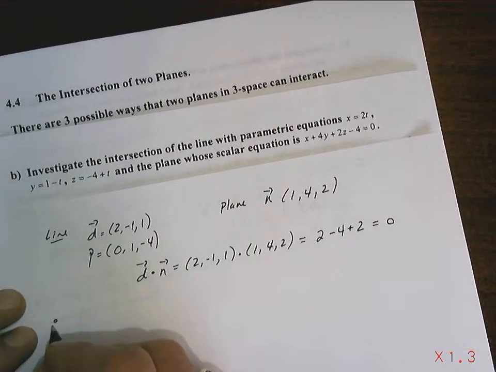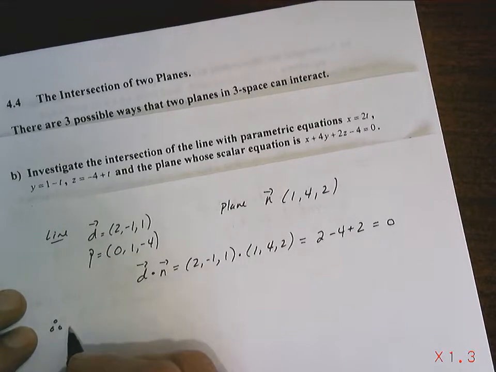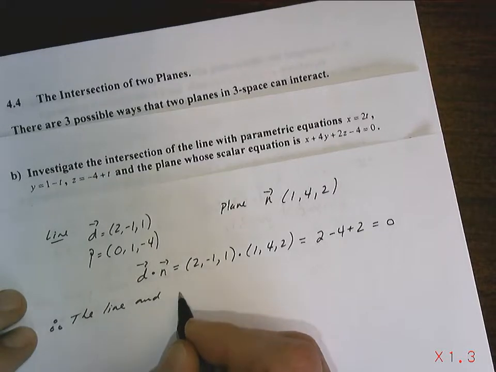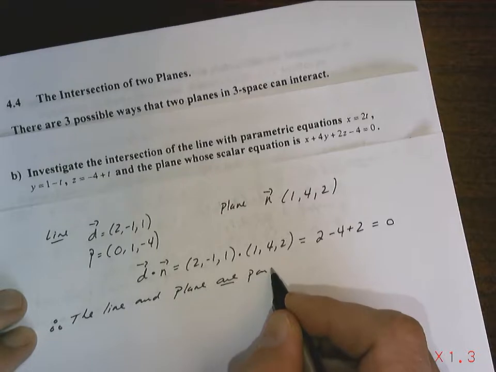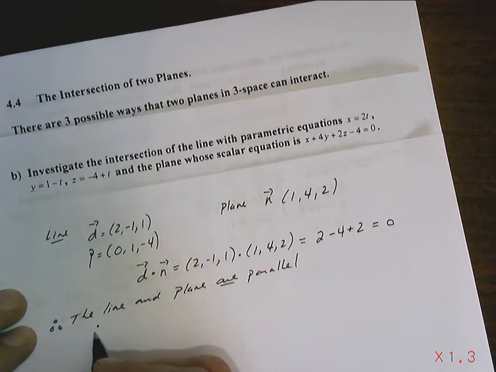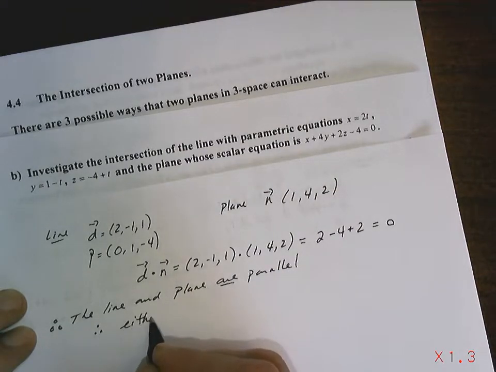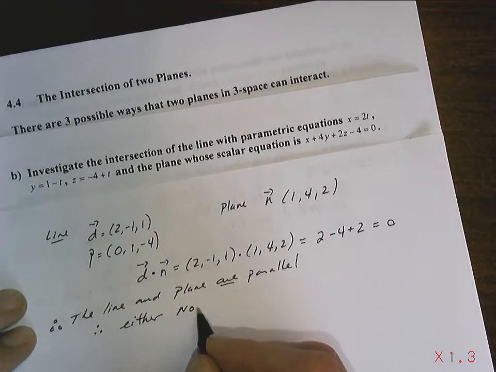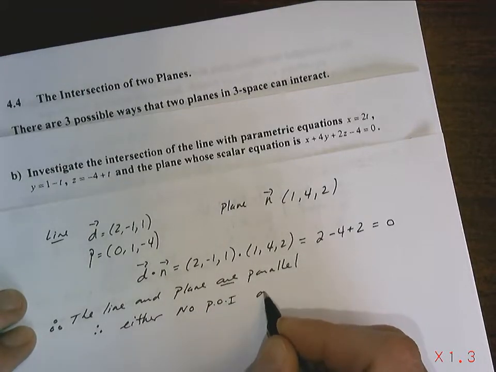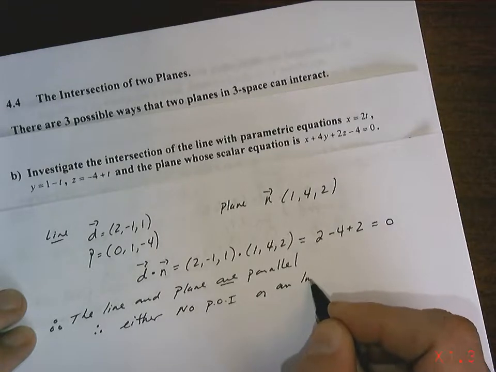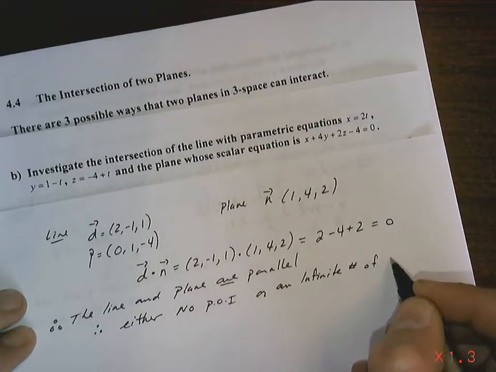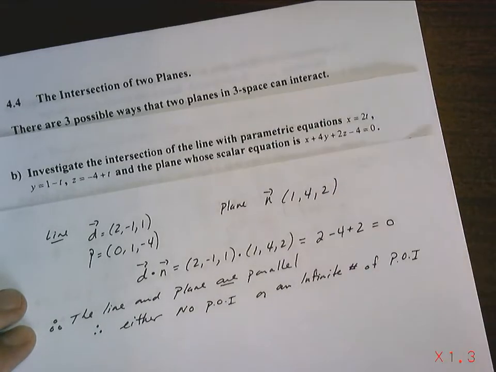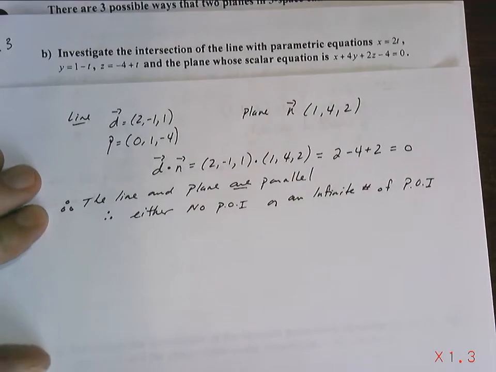So therefore, and we should probably write that, the line and plane are parallel. Therefore, either no points of intersection or an infinite number of points of intersection. Okay, those are your two options.